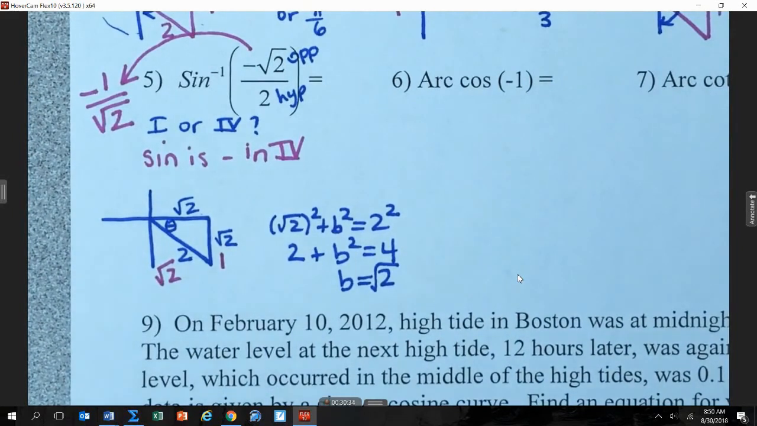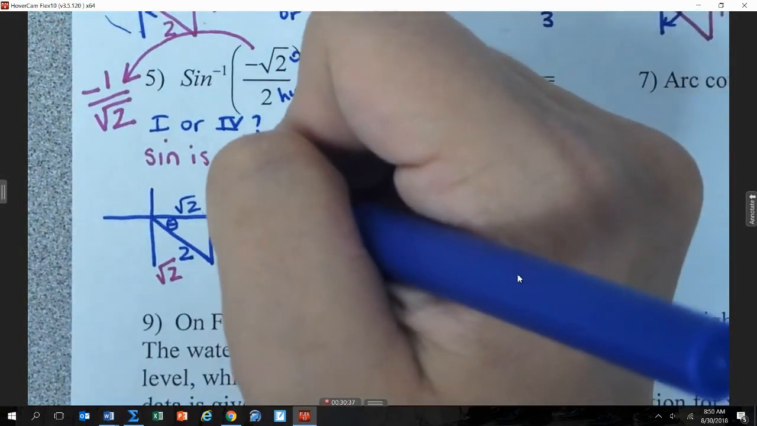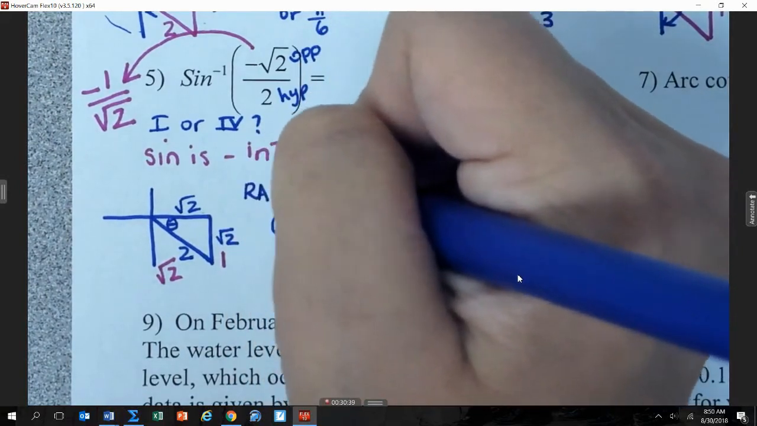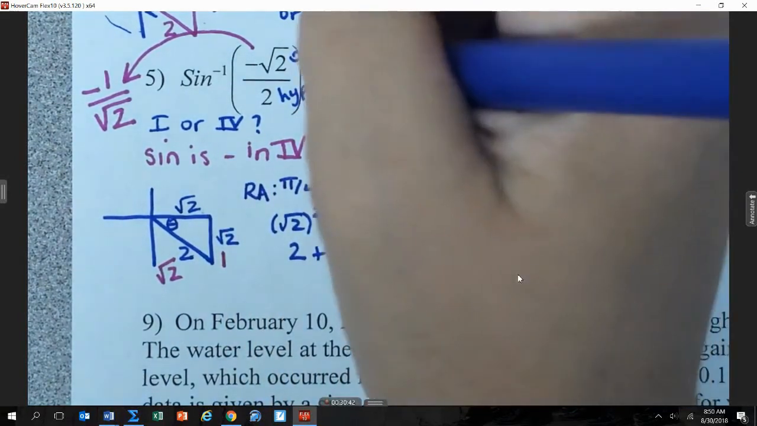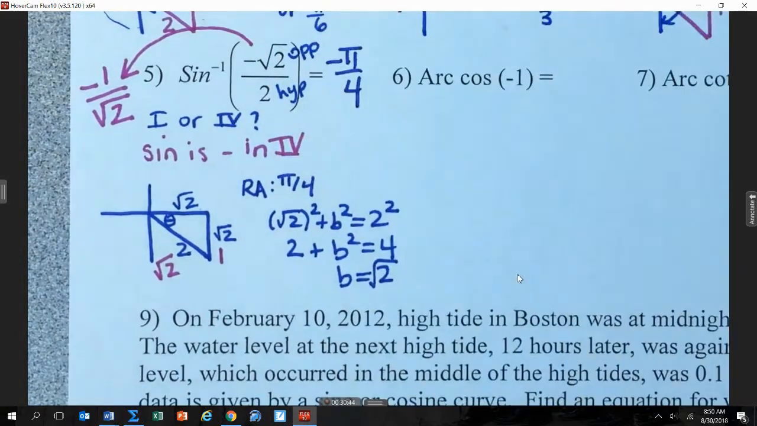Excellent. Okay. Either way, we know that the reference angle is pi over 4. And since it's in the fourth quadrant, I'm going to make that negative pi over 4 for my answer.